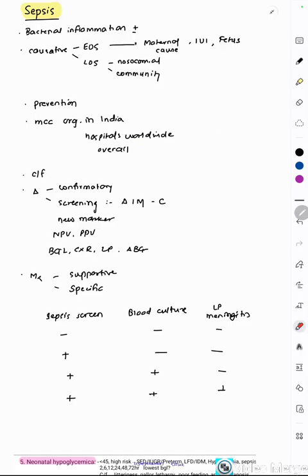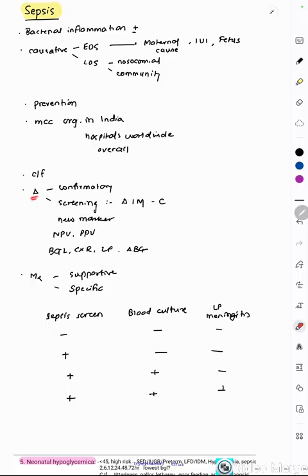The clinical features of sepsis: the earliest features are poor feeding and lethargy. Then there will be hypoglycemia, lactic acidosis, hyperbilirubinemia, apneic spells. There can be the features of DIC, necrotizing enterocolitis, seizures, and other features can be present.